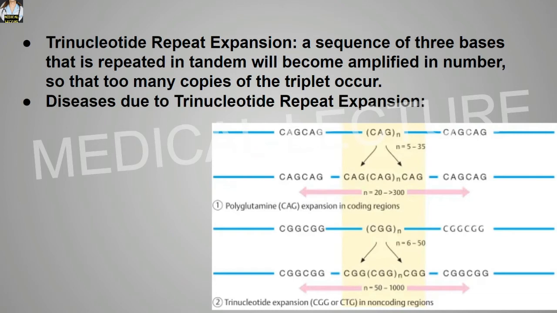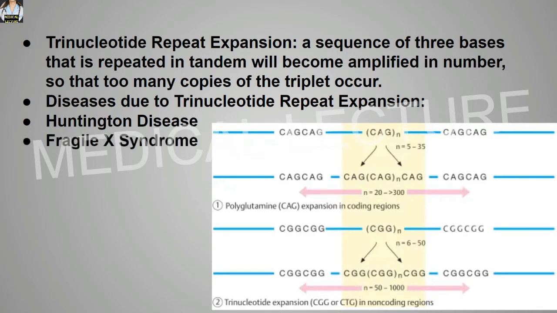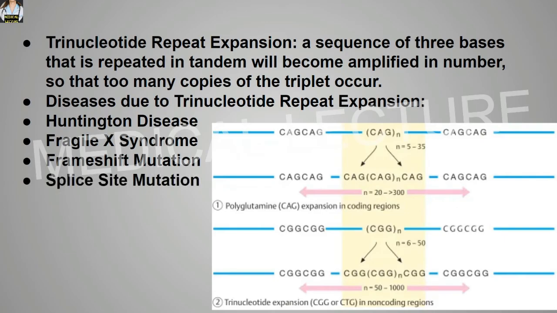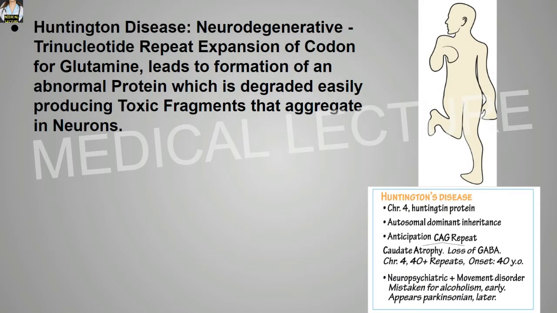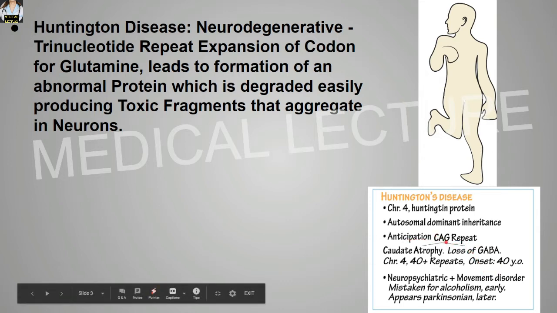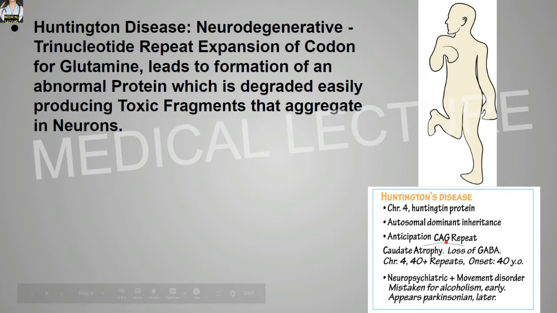Diseases due to trinucleotide repeat expansion are Huntington disease and Fragile X syndrome. First of all, Huntington disease. This is a hereditary, neurodegenerative disease. Here, trinucleotide repeat expansion occurs of the codon for glutamine, that means CAG repeats. This leads to the formation of an abnormal protein which is degraded easily, producing toxic fragments that aggregate in the neurons.